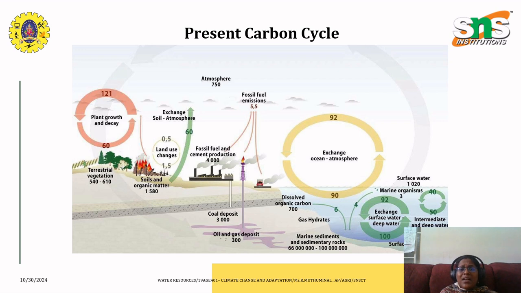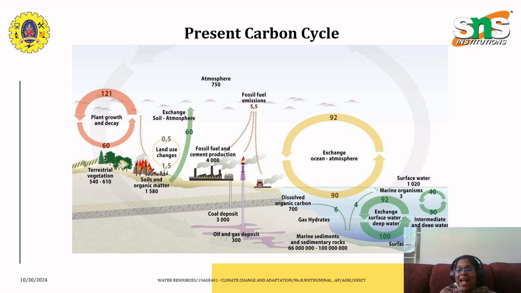The next one is how the carbon cycle contributed at the coal deposit, which comprises 3000. Next one is the oil and gas deposit that comprises 300. All together it reaches up to fossil fuel emissions of 5 is to 5.